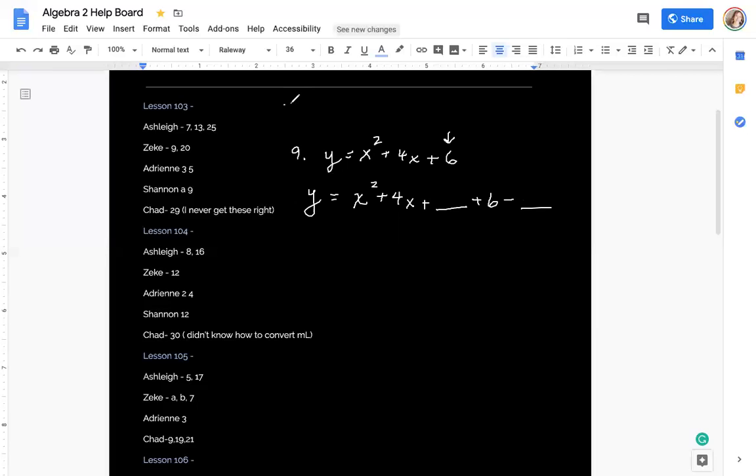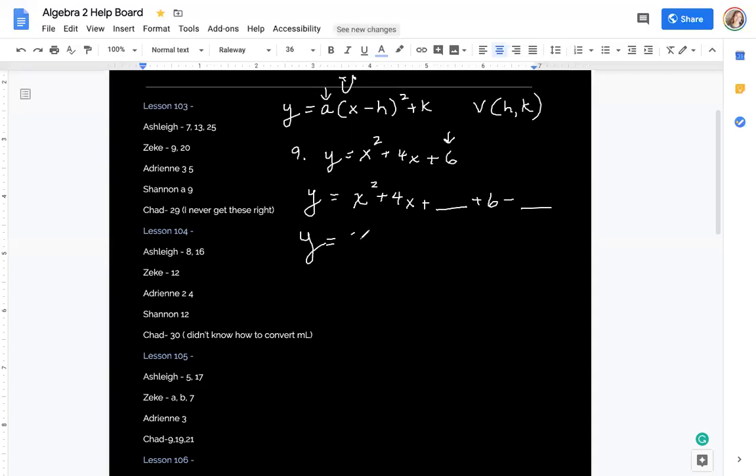So vertex form is a parabola or quadratic equation that's in the form y equals a(x minus h) squared plus k, where h and k are the vertex of a parabola. If the a is positive, it's going to be a happy parabola. If the a is negative, it's going to be a sad parabola. So we have a happy parabola here.